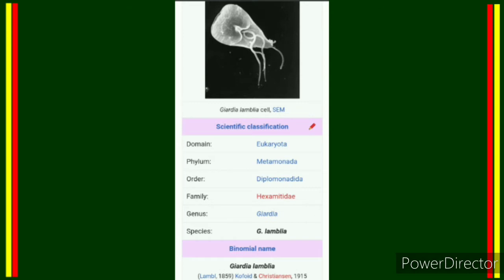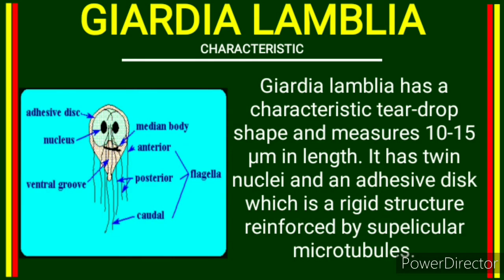Giardia lamblia is a flagellated parasitic microorganism that colonizes and reproduces in the small intestine, causing a diarrheal condition known as giardiasis. Giardia lamblia is characterized by a teardrop shape and measures 10 to 15 micrometers in length.